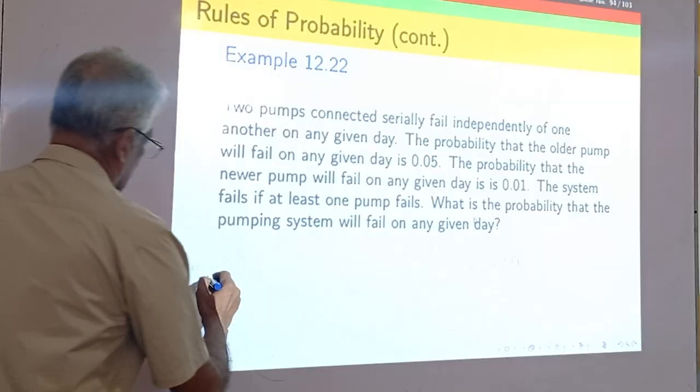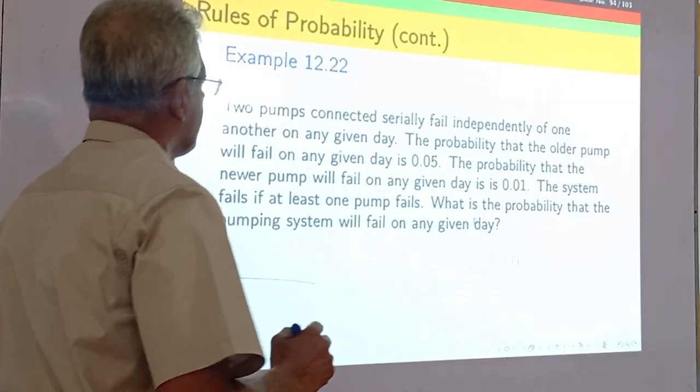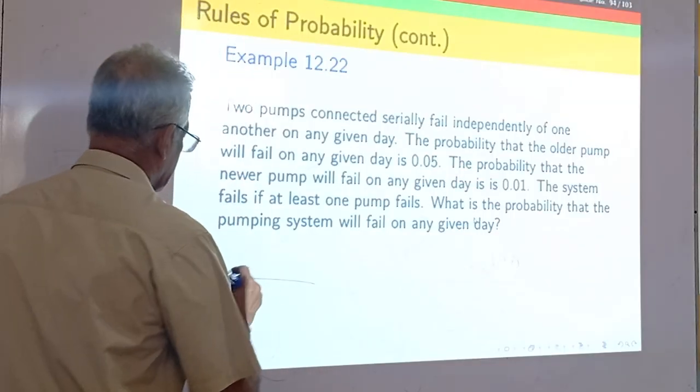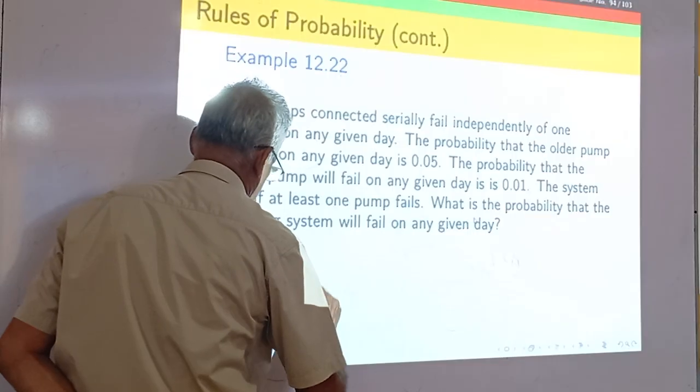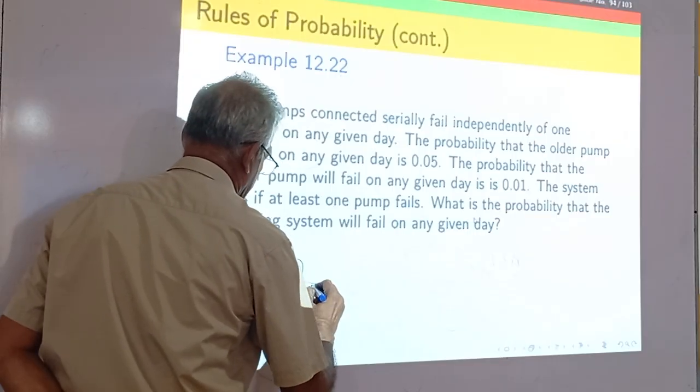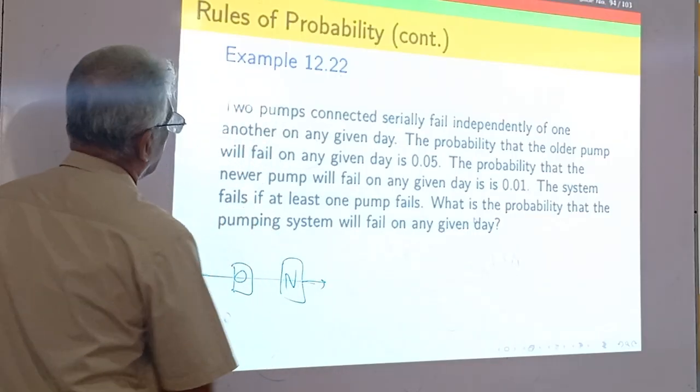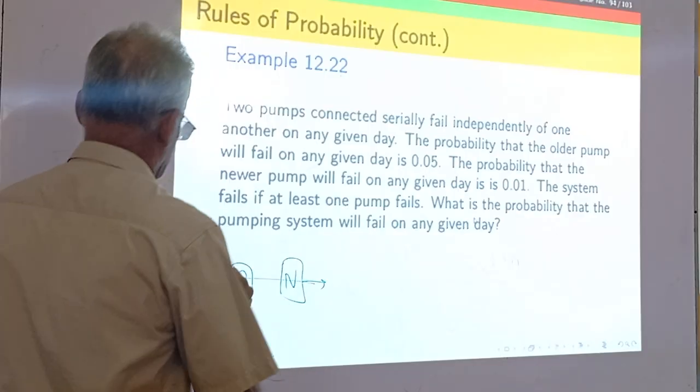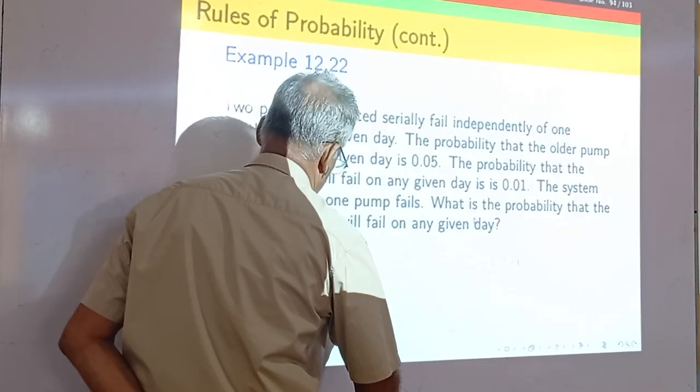So here you have a situation. Serially means like this, no? So old pump, new pump. Right. So suppose these are probably water pumps.